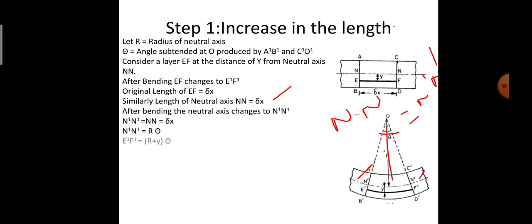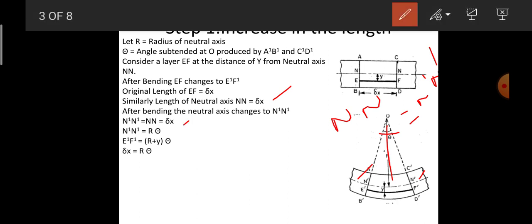e dash f dash is equal to r plus y times theta, because the radius for e dash f dash is r plus y. So radius into theta, so radius plus y times theta. Next, as I said, n dash is equal to n, that is equal to delta x, and also we said that n dash is equal to r theta. So straight away I can tell that delta x is equal to r theta.